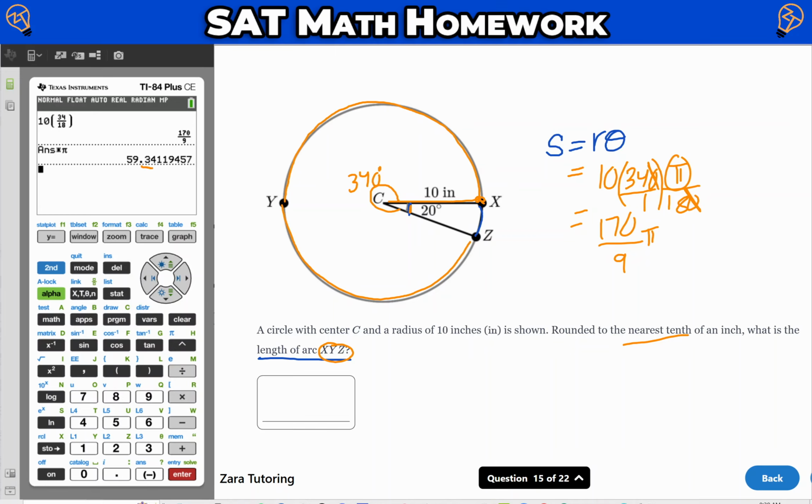So because they want it to the nearest tenth, we go to the tenth place, which is this 3. You always look to the right of whatever place you're trying to round to. A 0, 1, 2, 3, or 4, like we have here, says to stay, which keeps the answer right here. A 5, 6, 7, 8, or 9 would have said round up. So we get our answer is 59.3, and we're totally done.